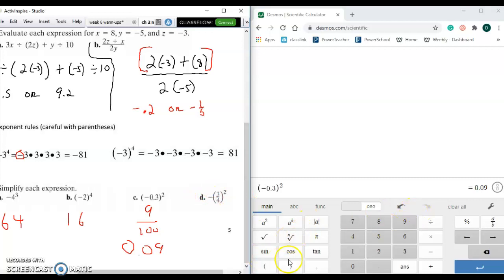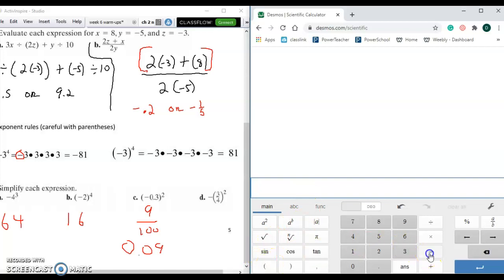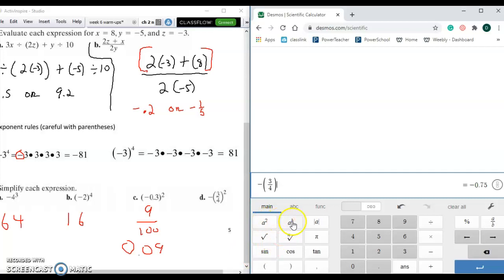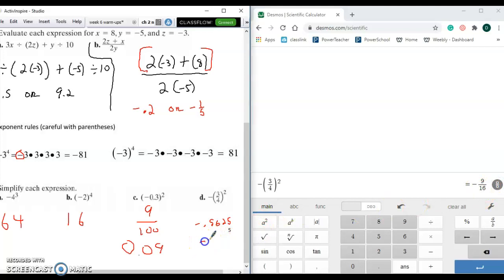Then over here, how are we going to make this look? Let's clear this out. We are going to do our negative and then our parenthesis. And we can go right here, or you can do 3 divided by 4. Either one. 3 over 4. Close out that parenthesis. And then we're going to square that. We can do this one or that and then press 2. And that gives us -0.5625. But because this is a fraction, I'm going to leave that in fraction form, which would be -9 over 16.